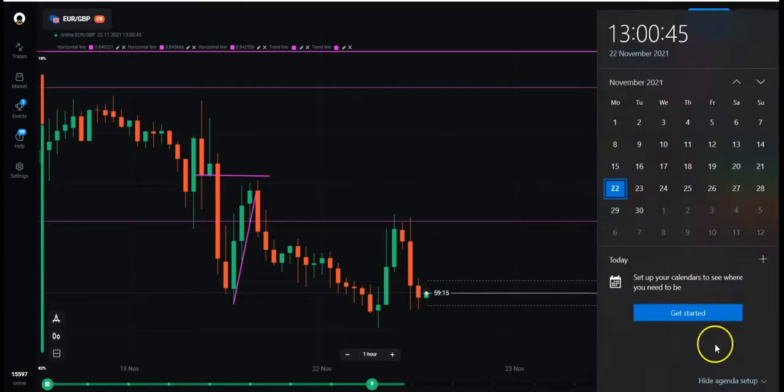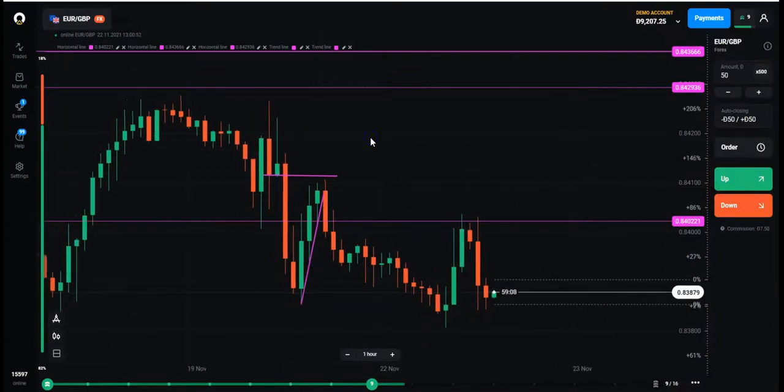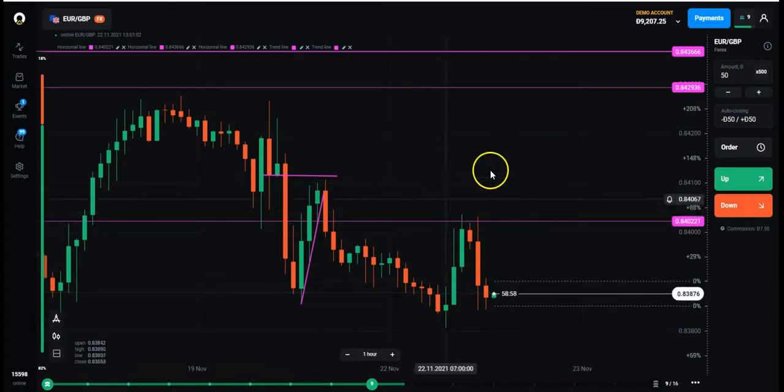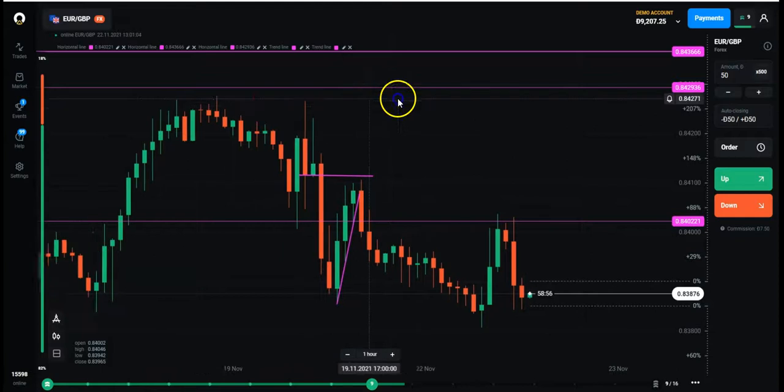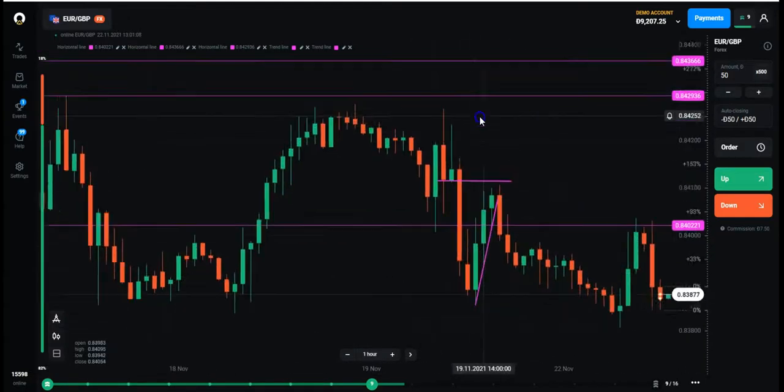Today's Monday, the 22nd of November 2021, and I'm going to review last Friday's trade on the Euro GBP, and also look at another setup for today on two yen pairs for an intraday setup. So let's just go back over Friday's trade.